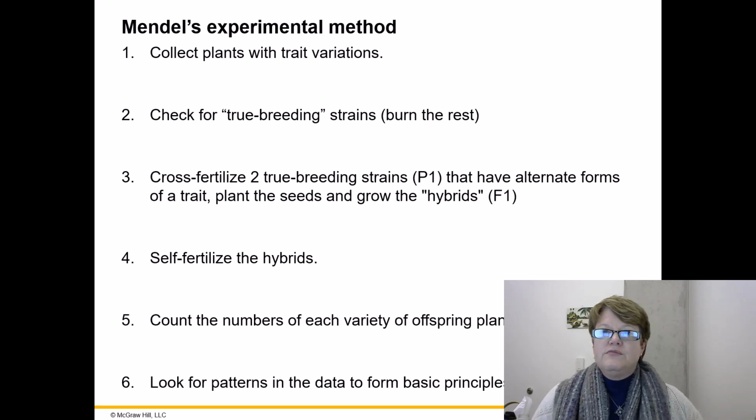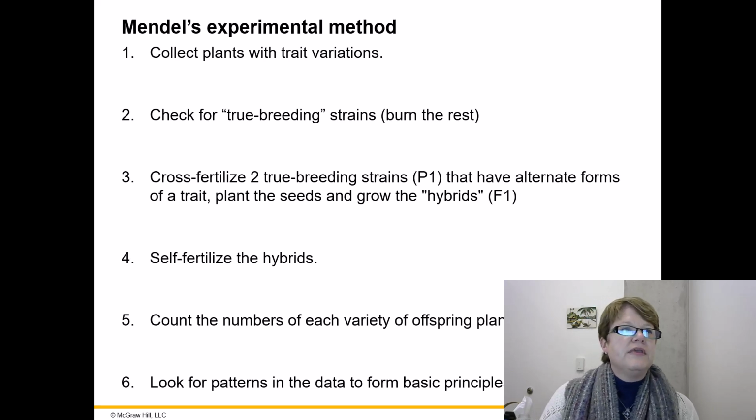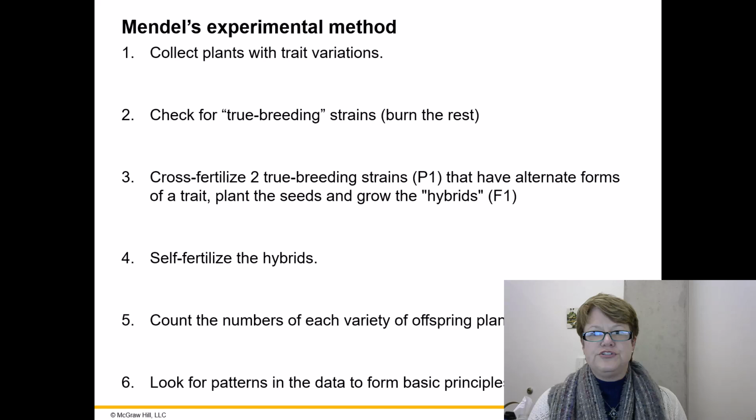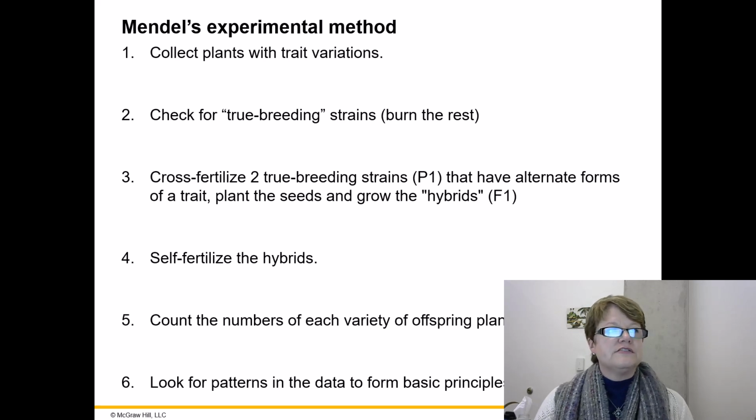So what Mendel did was he had a very certain protocol. He collected the plants I just showed you with all the trait variations. So seven genes, and each gene had 2 alleles, 2 versions. Then he took each plant by itself, and we don't know why he did this. He checked them individually to make sure they were true breeding.